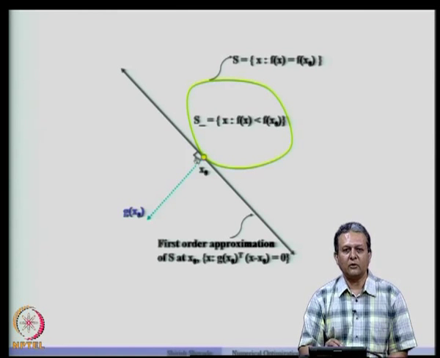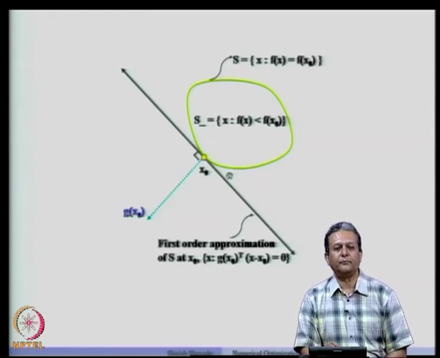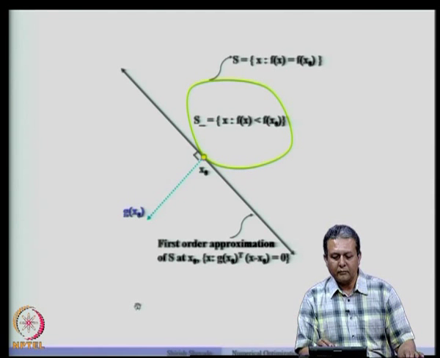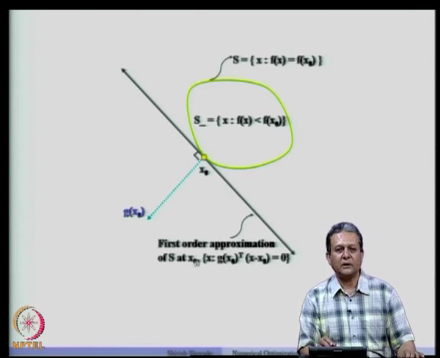We will require this sometime later when we derive the optimality conditions. So, I just wanted to show that the first order approximation can be represented in a form like this.